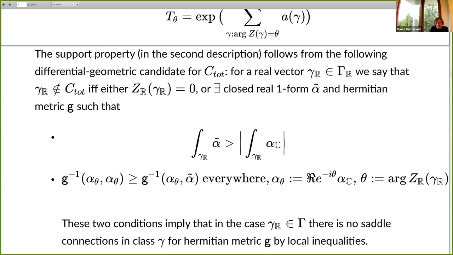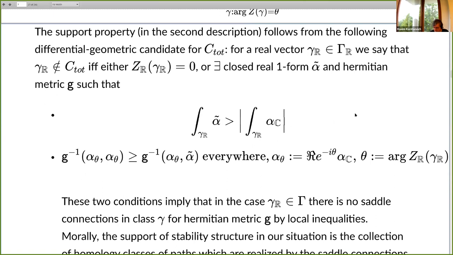Yeah, so you really have to minimize along all possible Hermitian metrics, all closed one forms. It's a complicated min-max question because we have two competing inequalities. Yeah, so it's really very, very tricky geometry. And we describe this complicated family of convex cones.